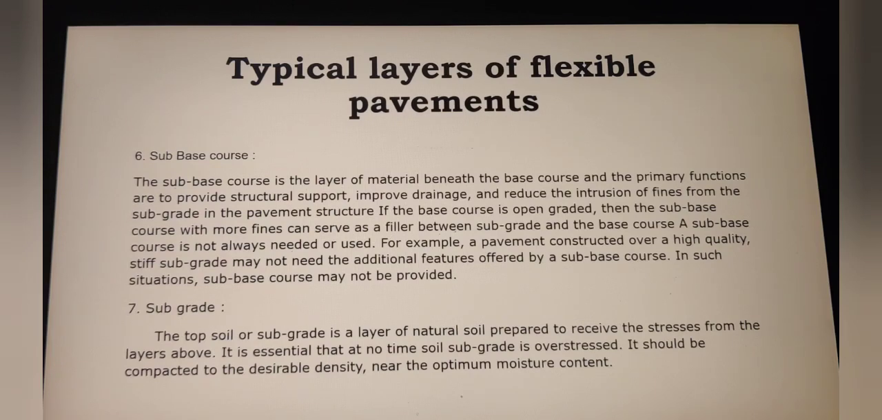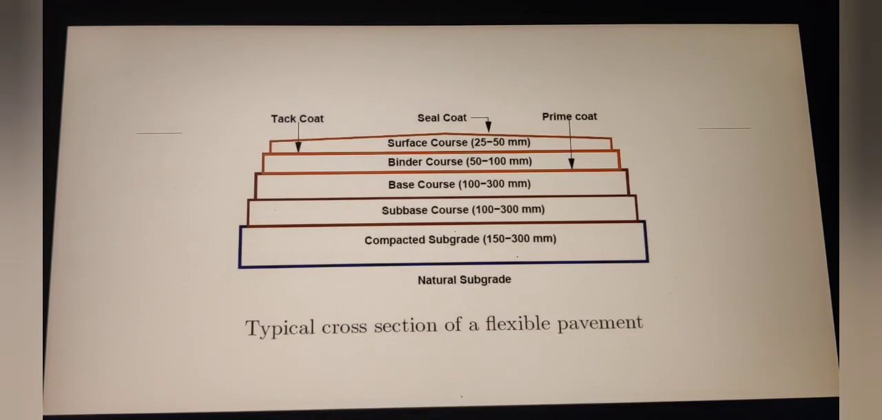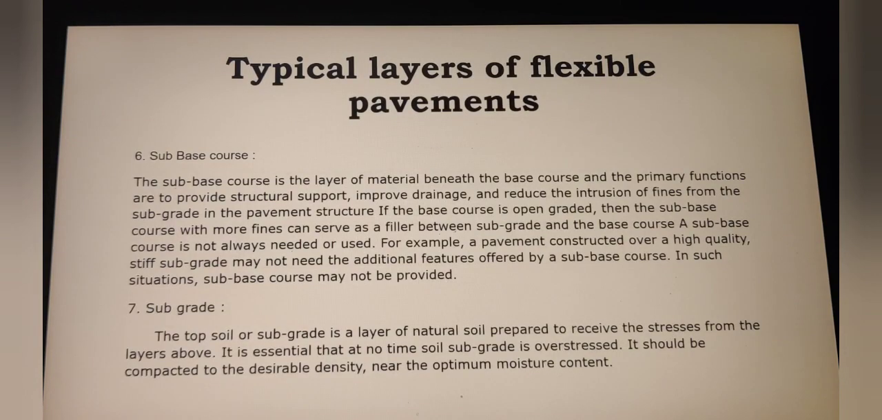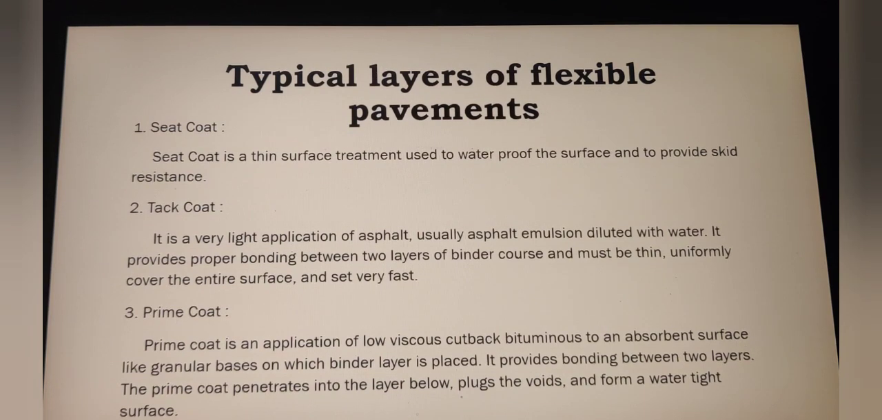So now between these 4 layers you are having 5 layers. There is surface course, binder course, which is optional, base course, sub-base and the compacted subgrade. So between these layers coatings are provided. The first coating we are providing is the seal coat, which is provided on the top of the surface layer. Seal coat is a thin surface treatment used as waterproofing, and it provides skid resistance.